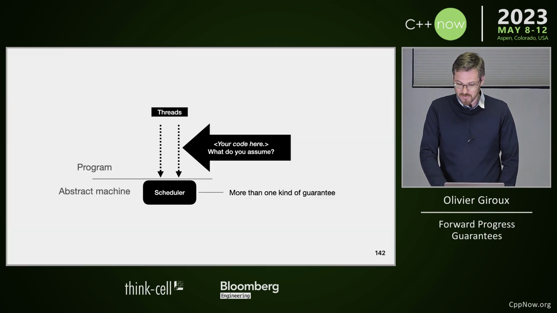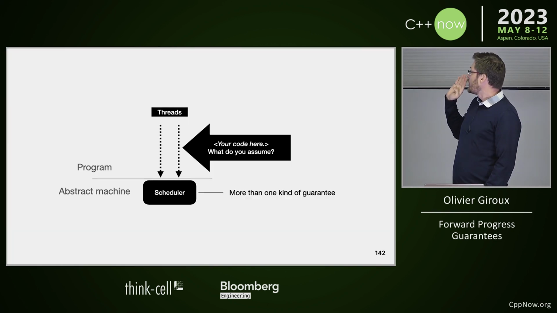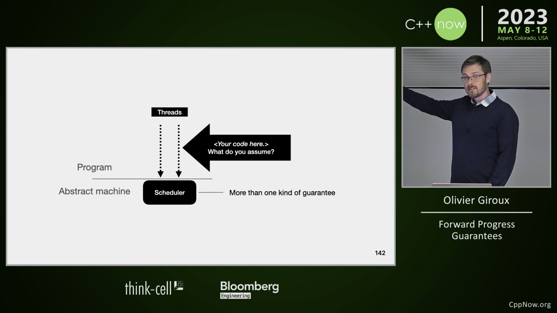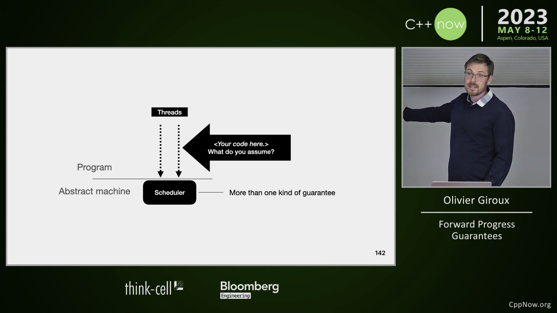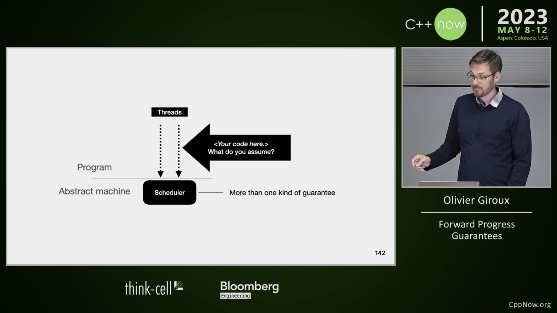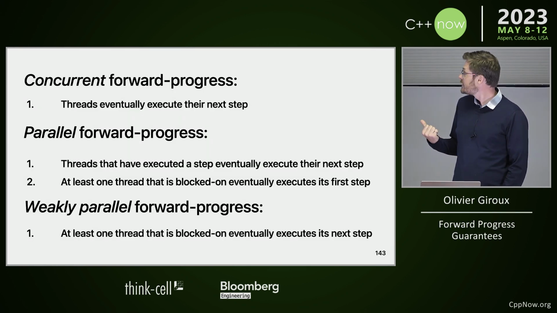All right, so to recap, your code runs in threads. Those threads run on a scheduler. The scheduler makes a guarantee to your threads. There's more than one kind of guarantee. It's not just the maximal guarantee. Okay, those guarantees are these.